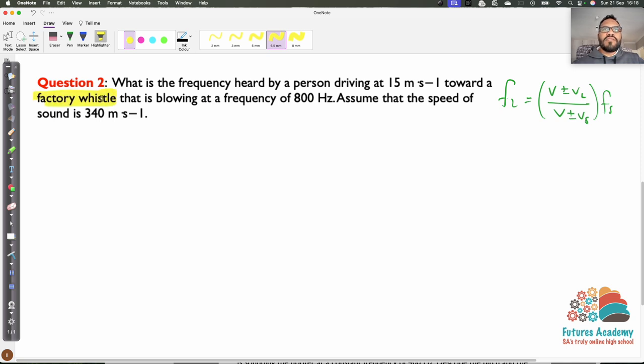So I've got a factory whistle over there. It's blowing at a frequency of 800 hertz. And of course, the factory whistle is stationary, right? And so what that means is that this thing over here is going to be my frequency of the source. So I'm going to make it f little s. And of course, this person is driving at 15 meters per second. That is the velocity, or rather the speed, of the listener. And we have 340 meters per second. That's our constant, the speed of the wave, which is V.